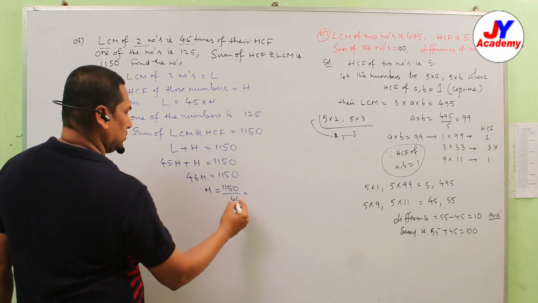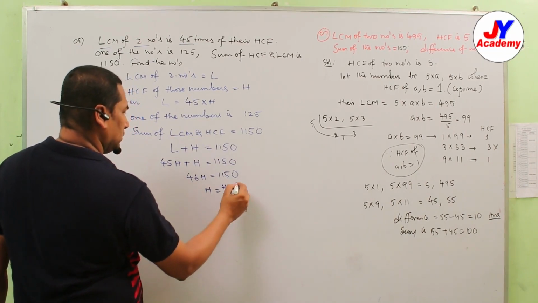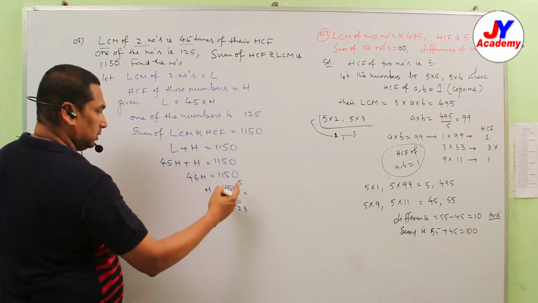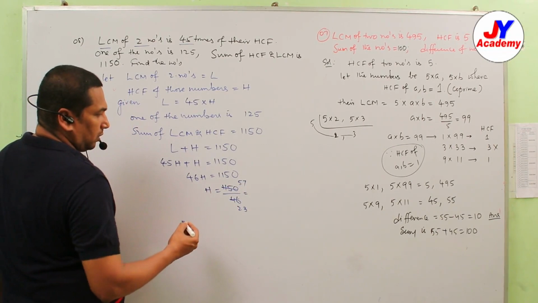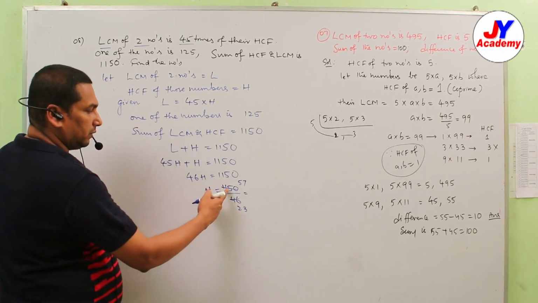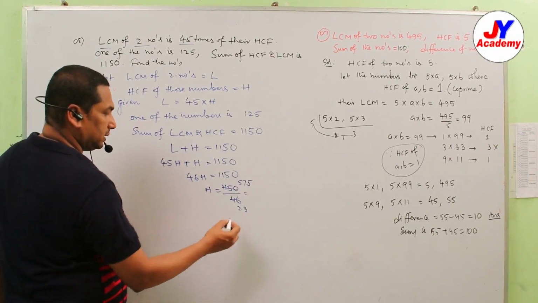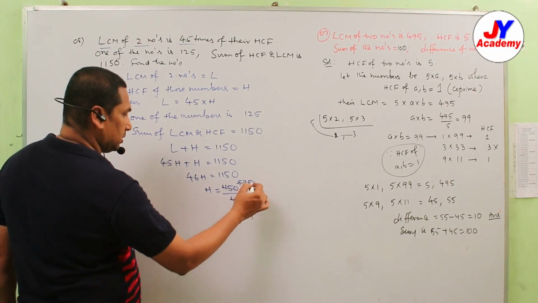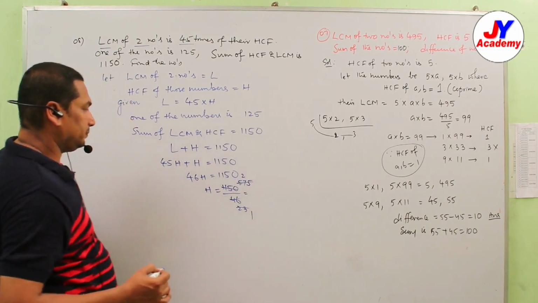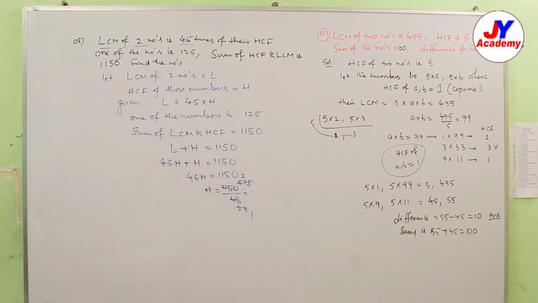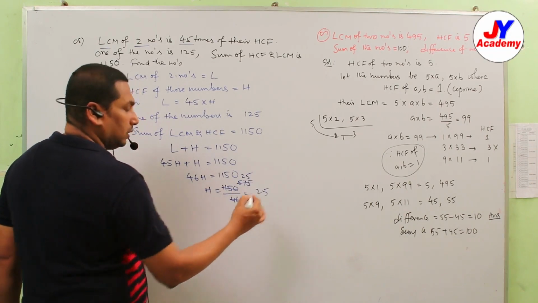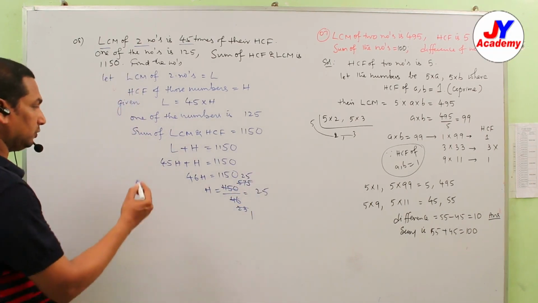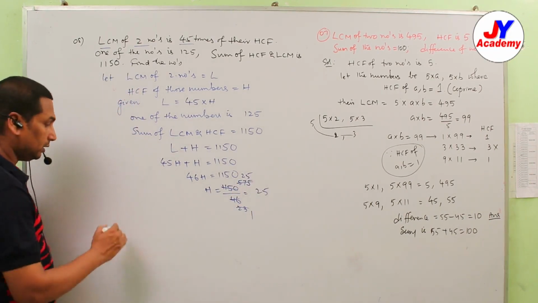Doing the division, 23 ones are 23, 23 twos are 46, and 115 fives. So what is the HCF? 25. The HCF is 25.